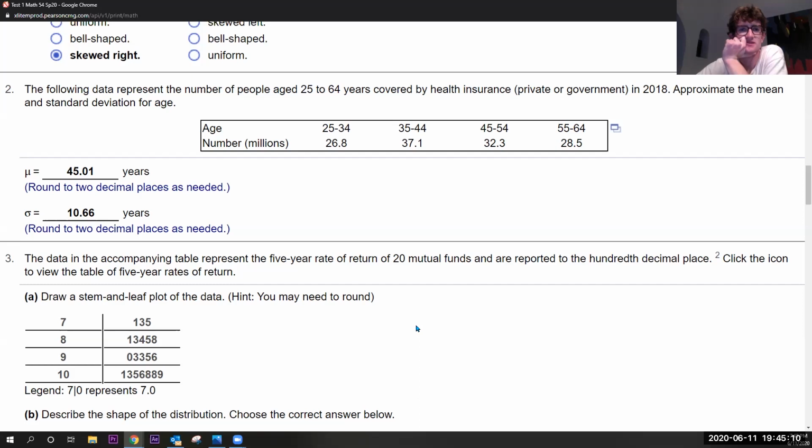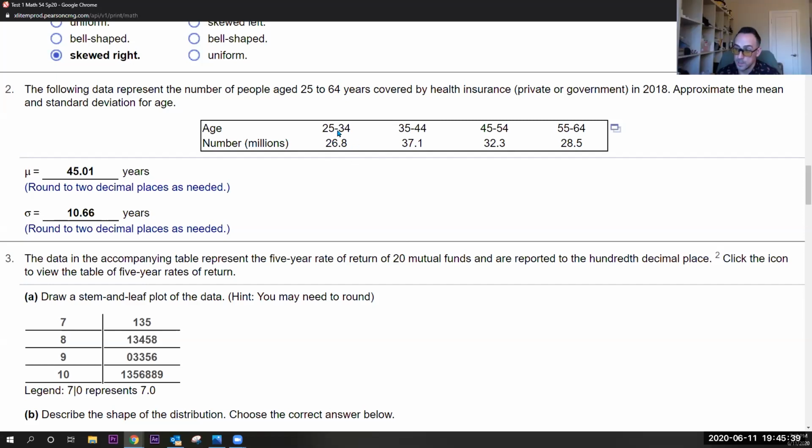I'm trying to remember. You have to put it in, not like different lists. Or you just have to do it by hand somehow? You can put it in different lists. That was right. So what you want to do is take the midpoints of age, put that in L1, and then take these frequencies and put that in L2.